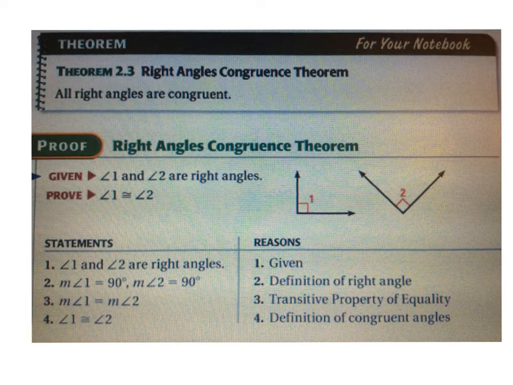Okay, then for step 3, we have measure of angle 1 equals measure of angle 2. We've just proven that they are both 90 degrees, so we know measure of angle 1 equals measure of angle 2. That would be the transitive property of equality. And then our last step, we have angle 1 is congruent to angle 2. So we could have that step written in right from the beginning, because we know that's what we're trying to prove. And that is just definition of congruent angles. We know they're both 90 degrees, so by definition, congruent angles, both 90 degrees.